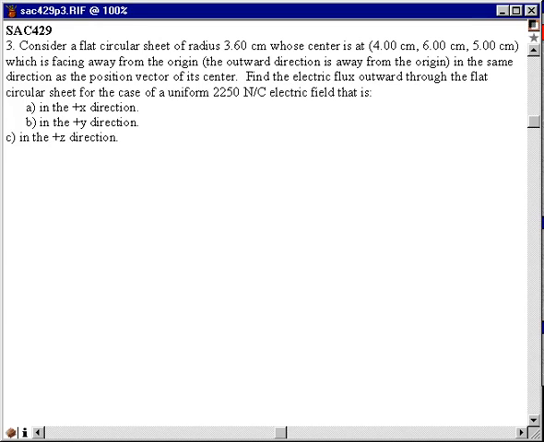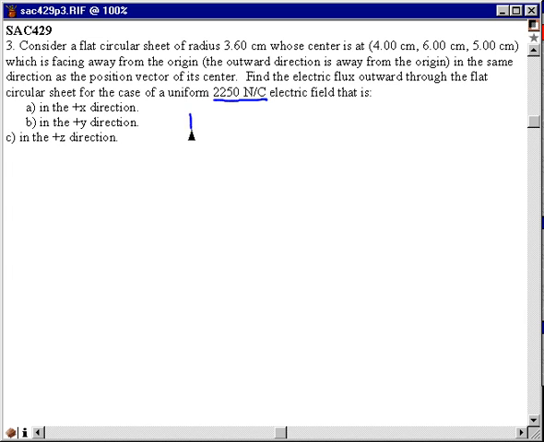Alright, in problem number 3, we're supposed to find the electric flux outward through a flat circular sheet, where the electric flux is associated with an electric field of 2250 newtons per coulomb, first in the plus x direction, then in the plus y direction, then in the plus z direction.